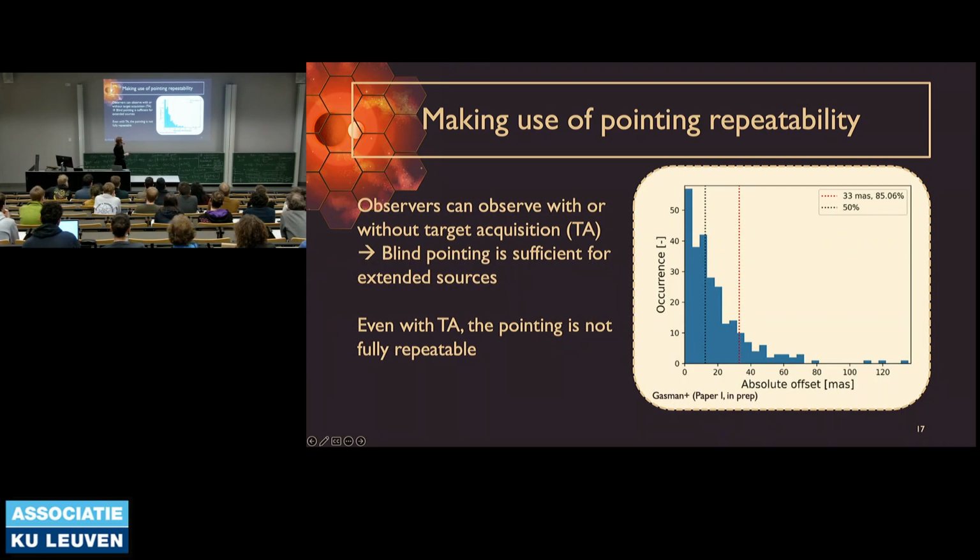So we can see that for 85%, this is within 33 milliarcseconds. After that, there's a couple more. But what this means is that at this point, your fringe contrast will already increase if you don't land in the same position, right? So that means that for these cases, they can be quite unlucky.